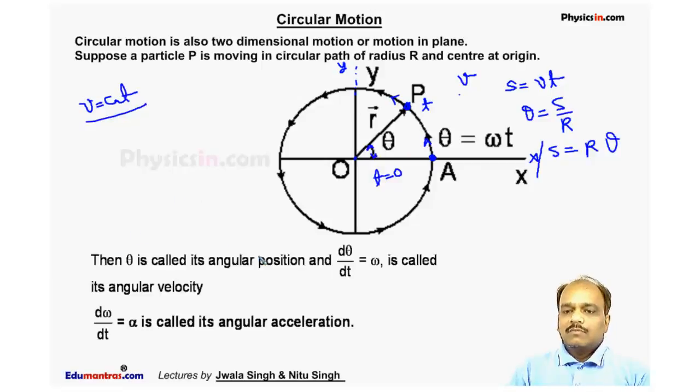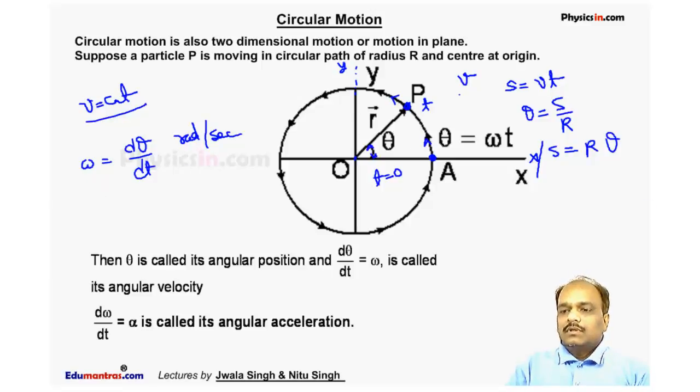Now theta is the angular position of the particle from the origin. There is one term which we will write, that is omega, which is equal to d theta by dt. The rate of change of theta is called angular speed omega, and it is expressed in radian per second. Sometimes it is also called angular velocity.